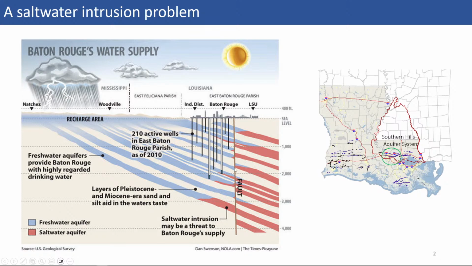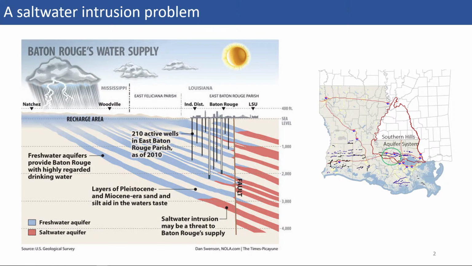And you see, here's saline water, here's fresh water, and due to over pumping, you start to have a saltwater intrusion problem across this fault, where saline water is intruding and salinizing basically the fresh water. So how to solve this problem?